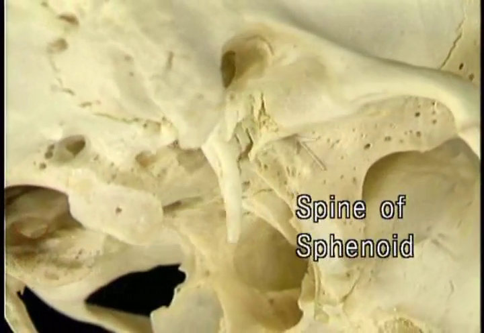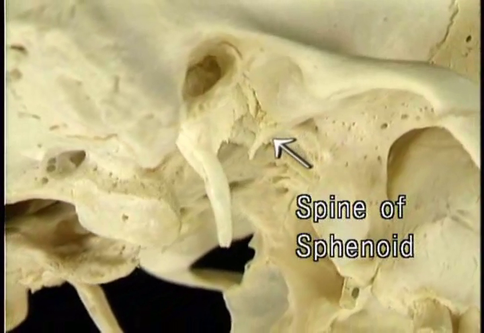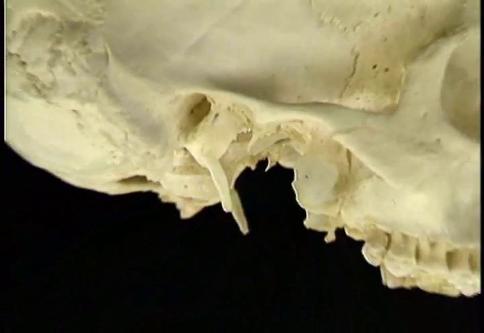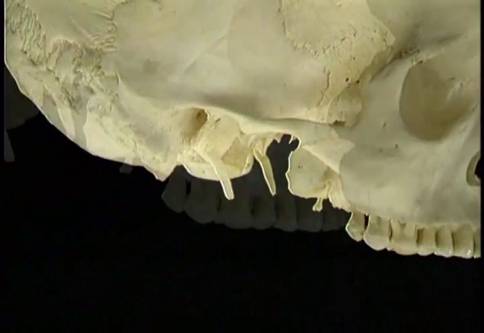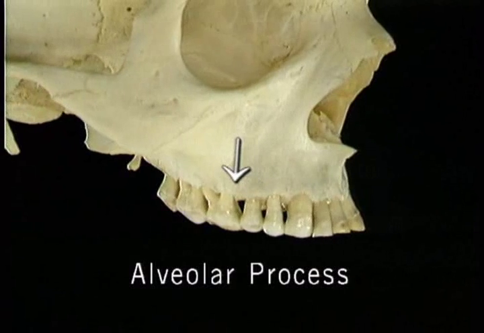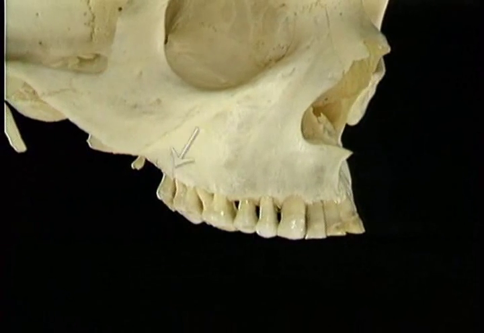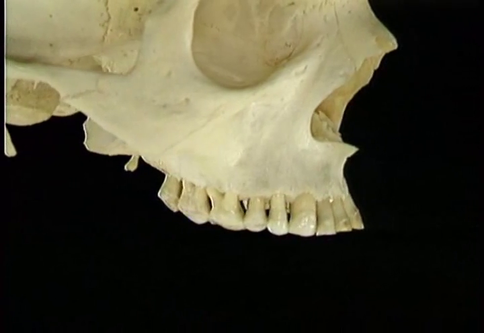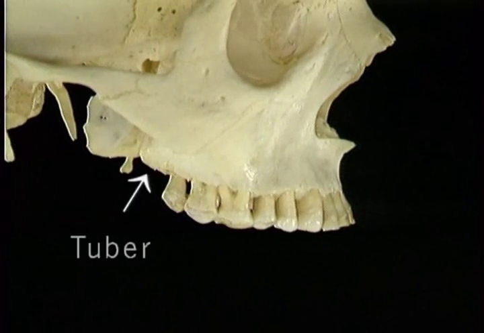This sharp projection, just medial to the temporomandibular joint, is the spine of the sphenoid bone. The part of the maxilla that bears the teeth is called the alveolar process. We'll look at the teeth later in this section. The alveolar process ends behind at the tuber.